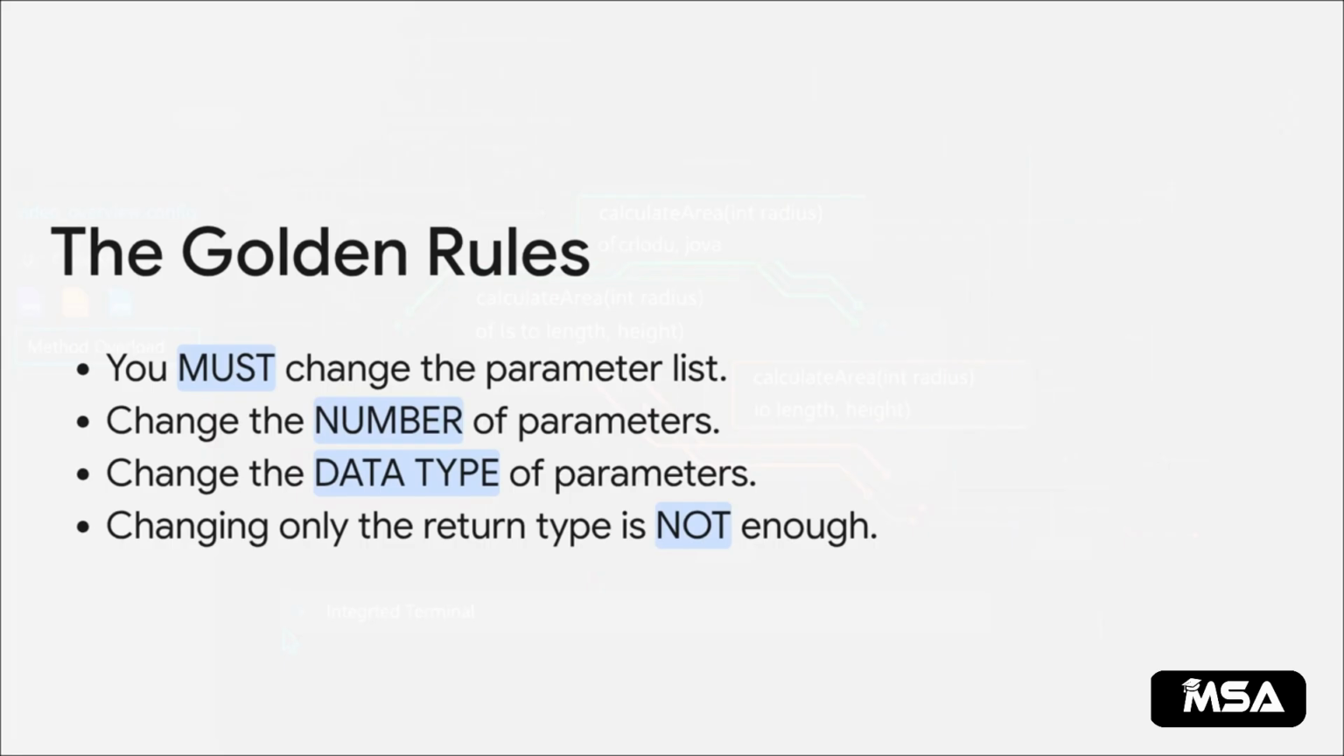You can either change the number of parameters, like we did with our add method, or you can change the data type of the parameters. But, and this is a big one that trips people up, you cannot overload a method just by changing what it returns. The return type doesn't matter to the compiler for this.